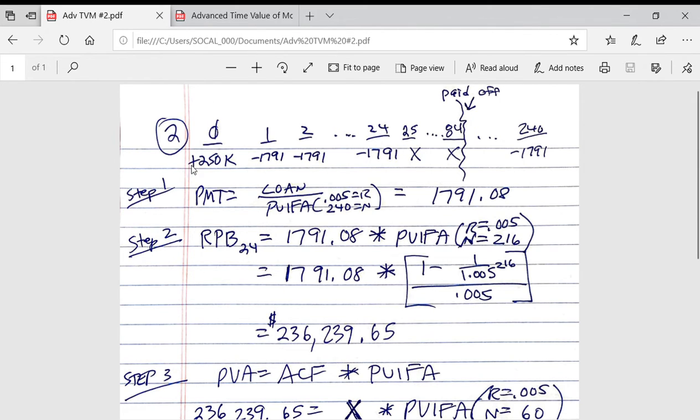So back to the cash flow date line. At date 0, we get the $250,000. At date 1, we pay the 1791. I leave the pennies off. At date 2, pay 1791, and the plan is up to date 240 to pay 1791.